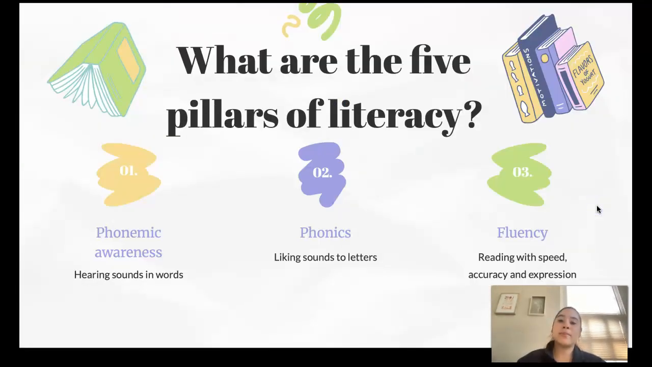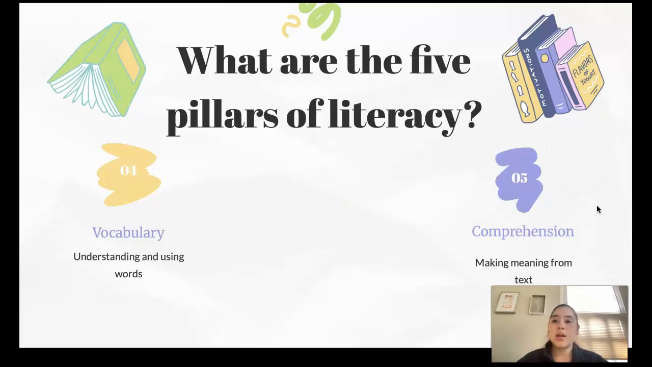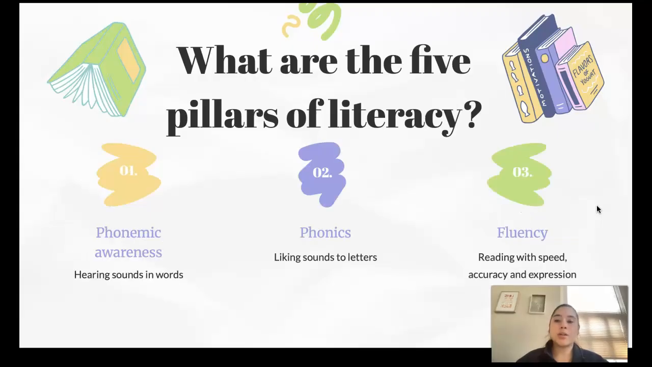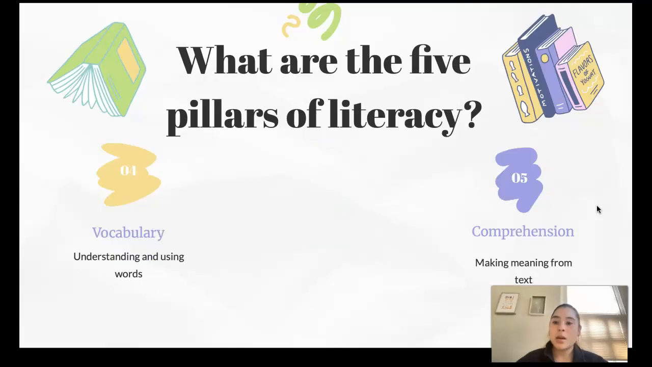So what are the 5 pillars of literacy? The 5 pillars of literacy are phonemic awareness, phonics, fluency, vocabulary, and comprehension. Phonemic awareness is hearing sounds in words. Phonics is linking sounds to letters. Fluency is reading with speed, accuracy, and expression. Vocabulary is understanding and using words, and comprehension is making meaning from text.